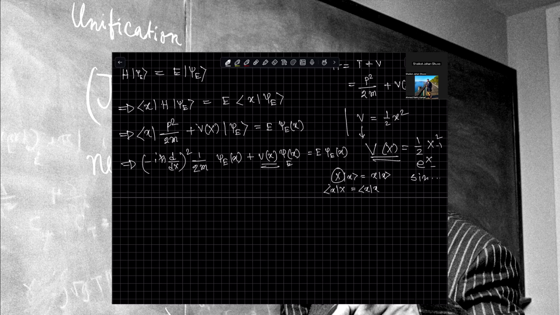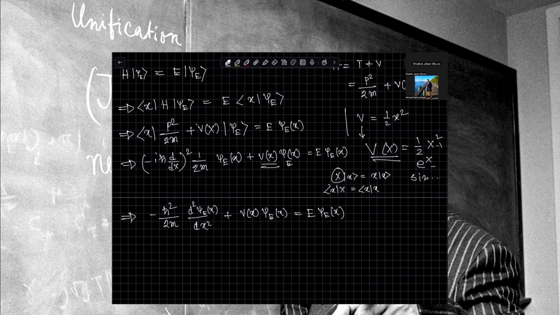And here for P, I directly use the representation, like P is something that generates the space translation. So if I write this whole equation in a proper way, this will be negative i squared, so you still get a negative sign: negative ħ squared over 2m, d squared ψ_E of x over dx squared, plus V of x ψ_E of x, equals E ψ_E of x.